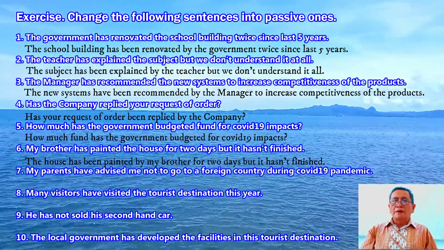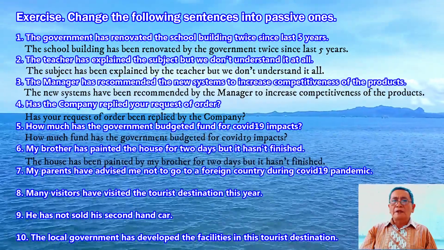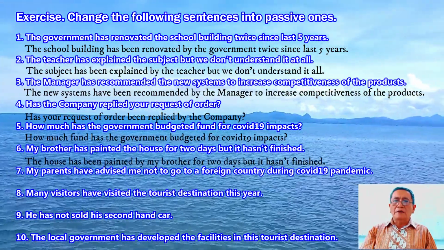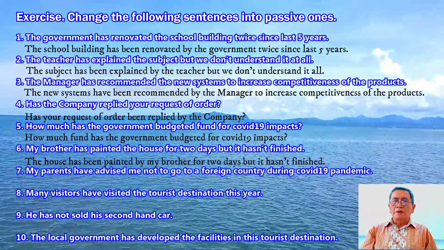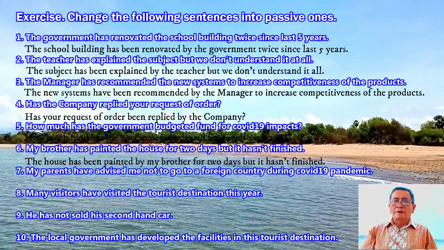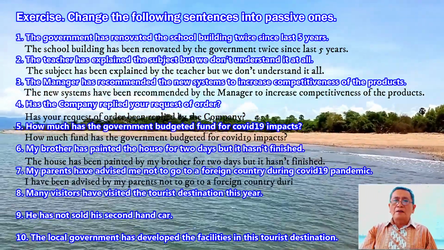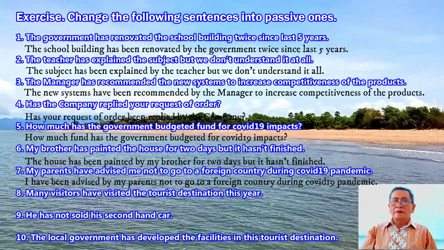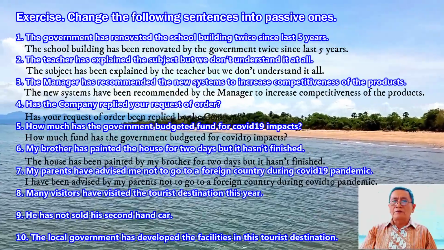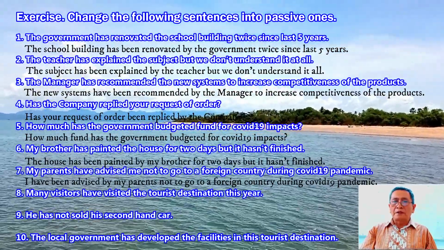Number seven, my parents have advised me not to go to a foreign country during COVID-19 pandemic. What's the passive form of number seven? It's okay. I have been advised by my parents not to go to a foreign country during COVID-19 pandemic.